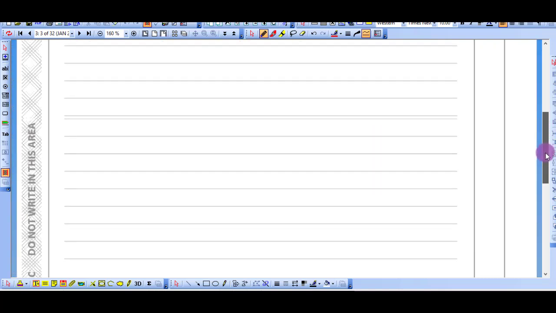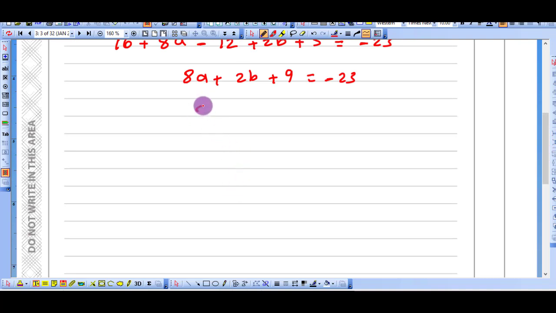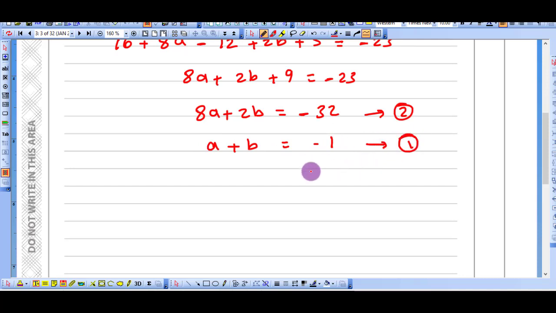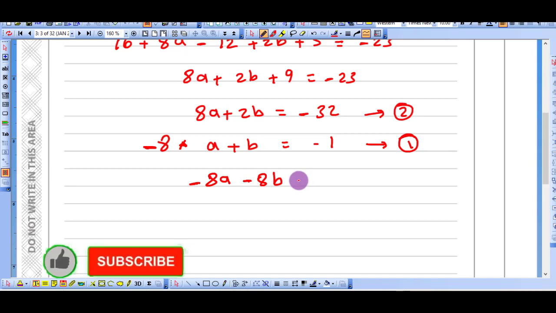So 8a plus 2b equal to minus 32. This is the second equation. The first equation from part 1, a plus b is equal to minus 1. This is the first equation. We can multiply this one by 8, so we will have 8a plus 8b equal to minus 8.